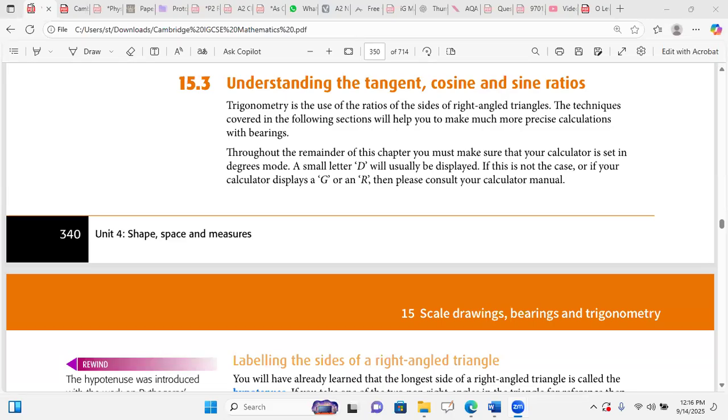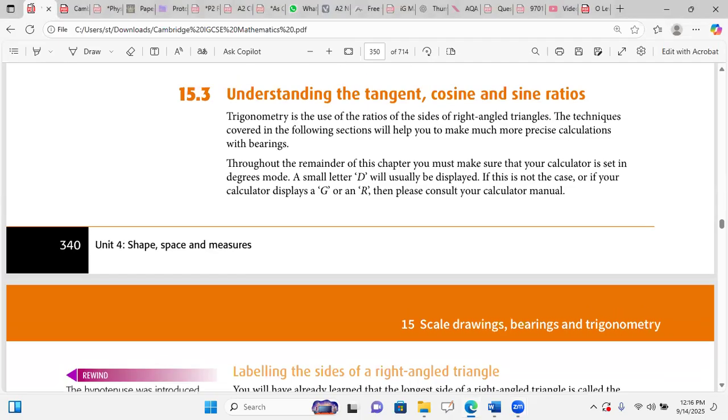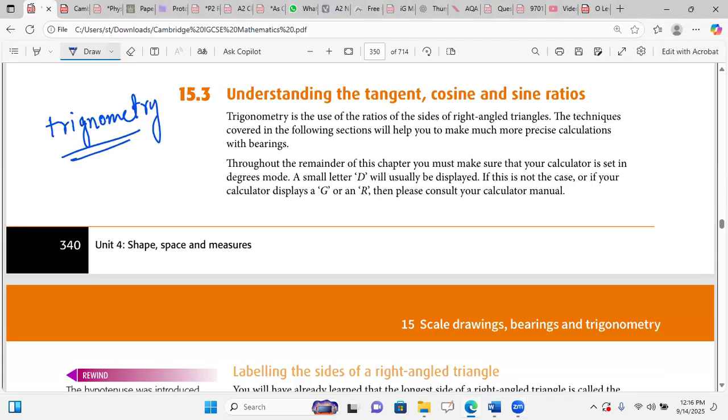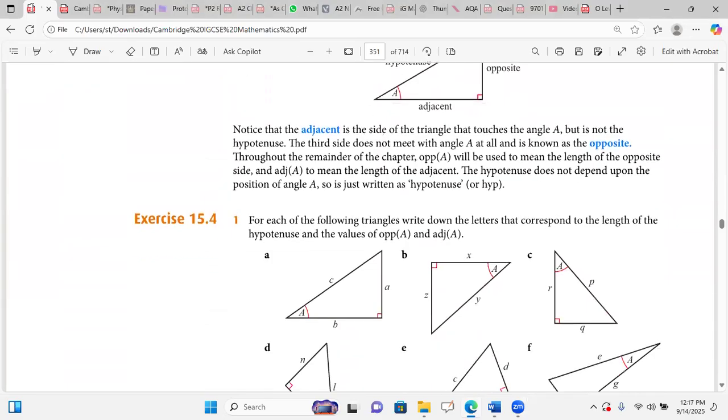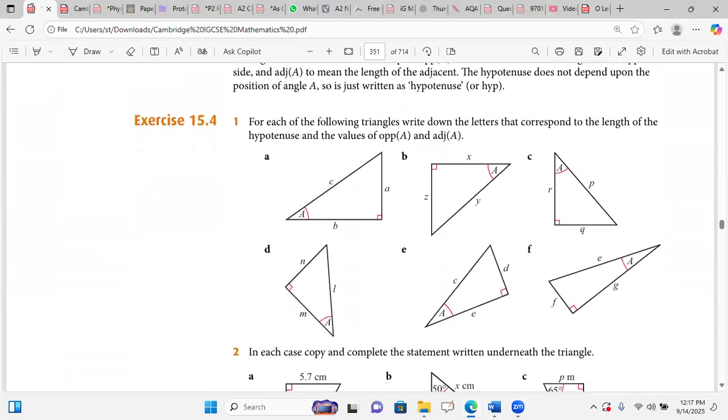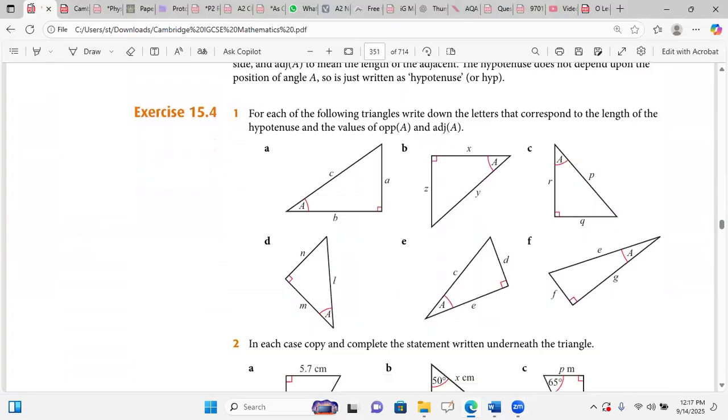Okay, in the previous lesson, we learned about trigonometry, which is related to the measurement of triangles. Today, we are going to practice some exercise questions and understand what is being asked and how we will properly use the trigonometric ratios. For example, here he is showing exercise 15.4: for each of the following triangles, write down the letters corresponding to the length of the hypotenuse and the opposite and adjacent sides.